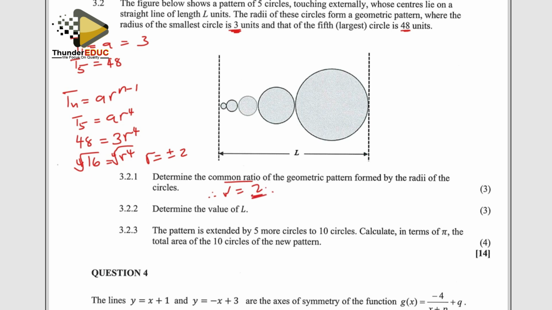Then they want us to determine the length, or the value of L. So L is more like the total distance. What I can see is that we're not just focusing on the radii, but we're now looking at the diameters. The first diameter is going to be 6, the second diameter is supposed to be 12, and the next diameter is supposed to be 24. So we're still maintaining the common ratio of 2.